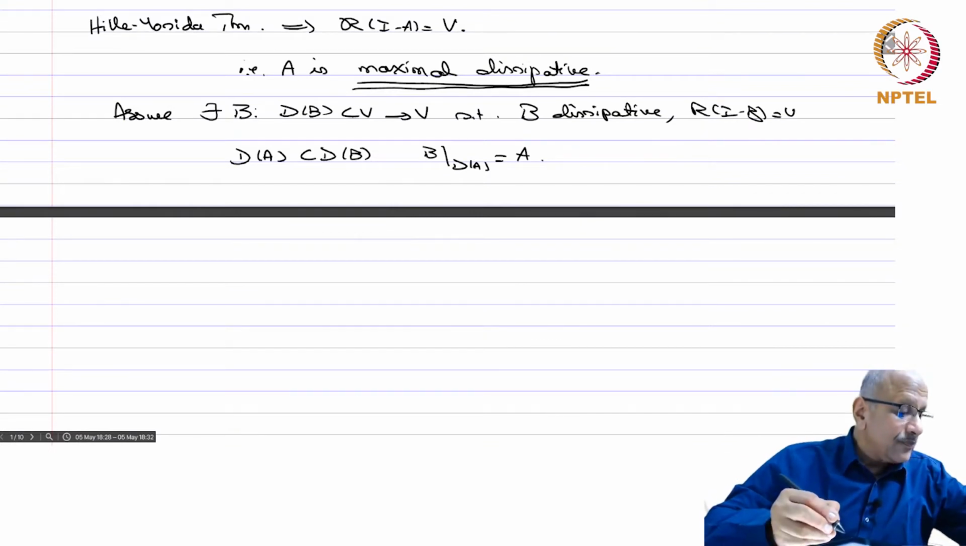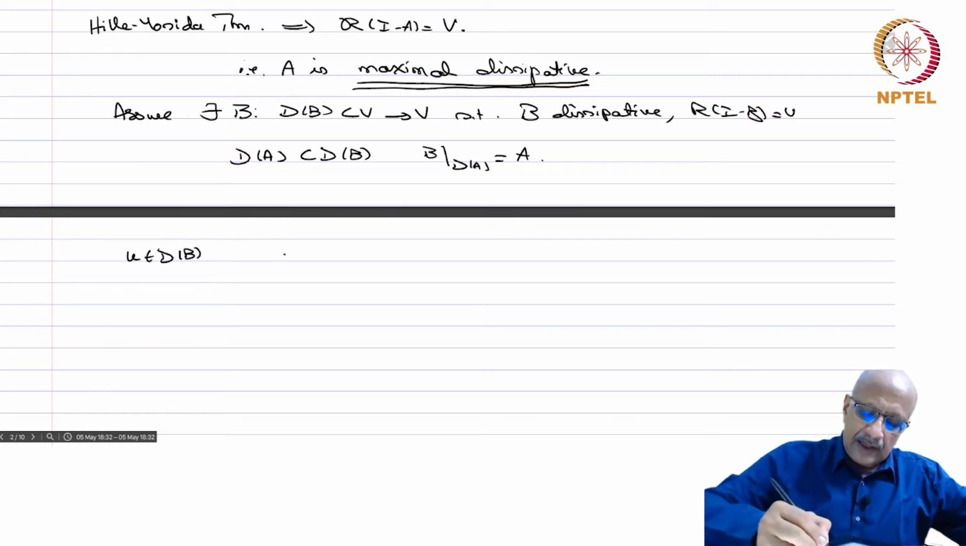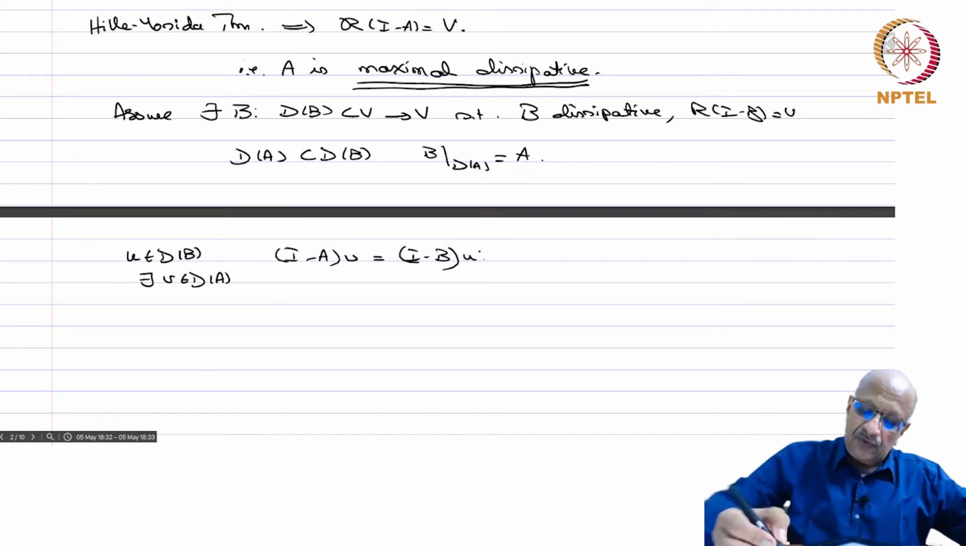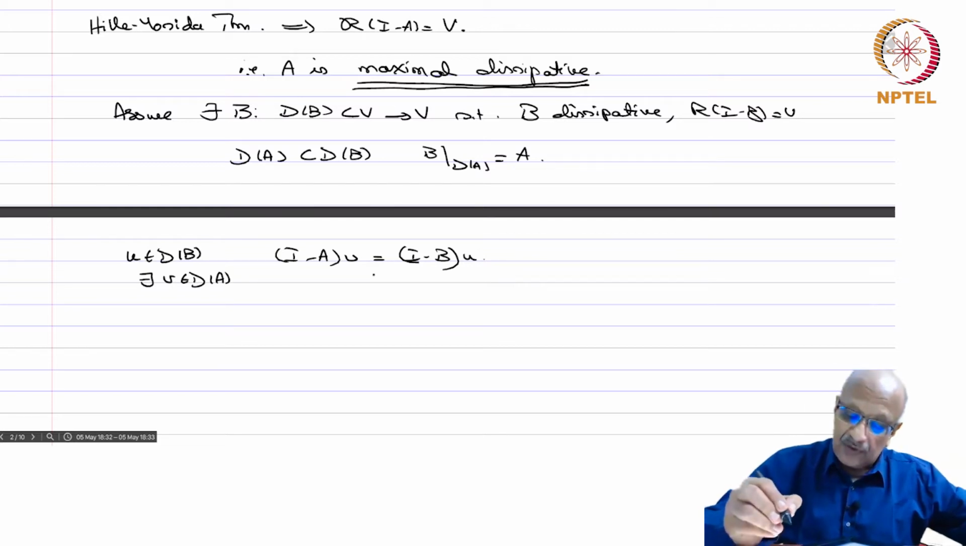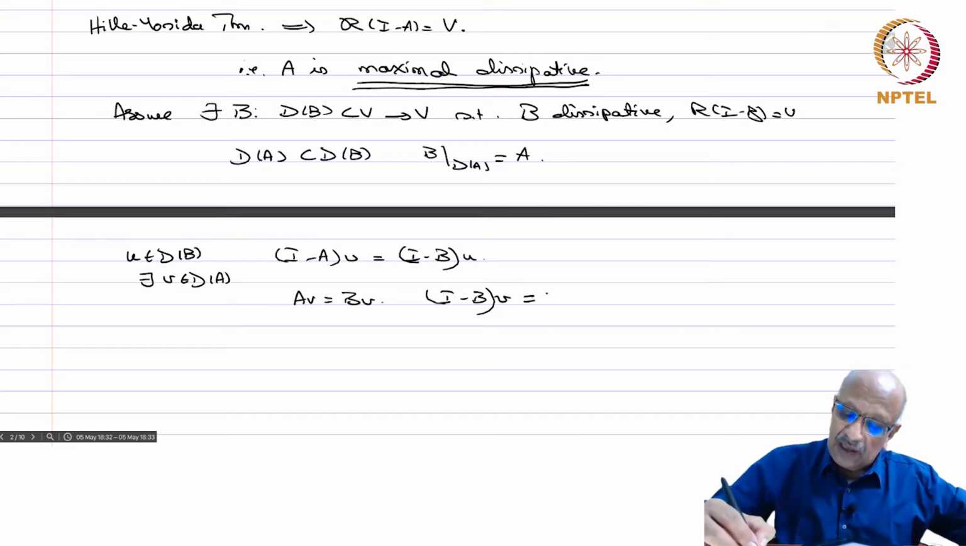Okay. So, then if u belongs to D(B), then there exists v in D(A) such that (I minus A)v equals (I minus B)u. We have used this trick before in the Hille-Yosida theorem proof itself, when showing that the infinitesimal generator is in fact whatever we started with. So, then v is in D(A), therefore Av is the same as Bv, and therefore (I minus B)v equals (I minus B)u.